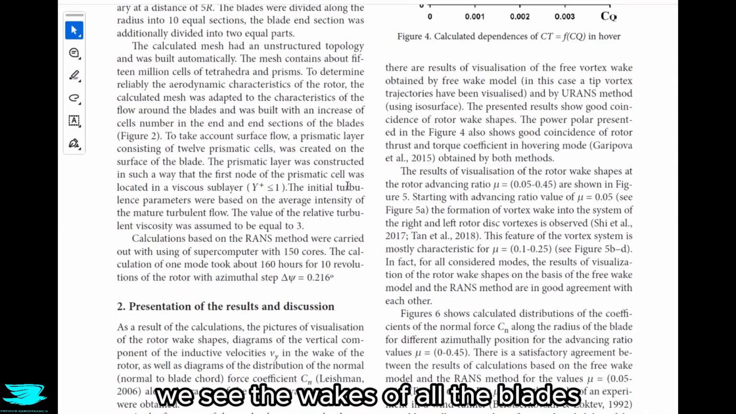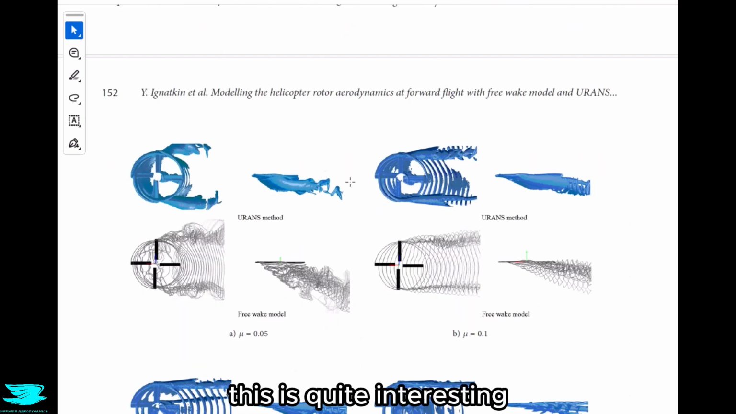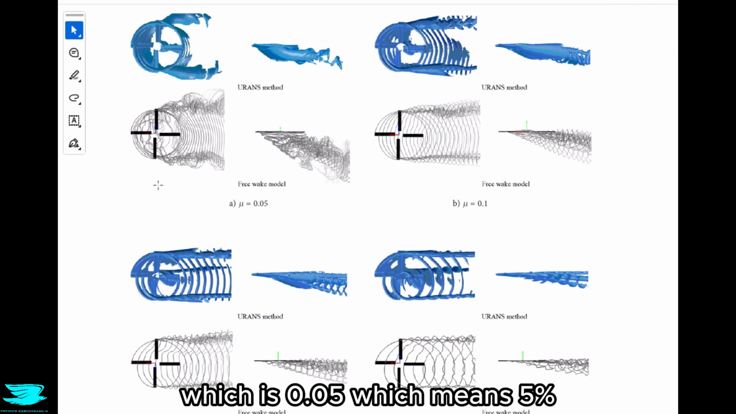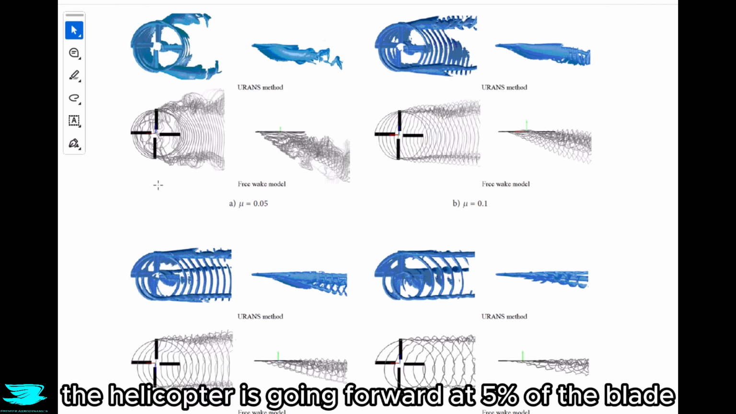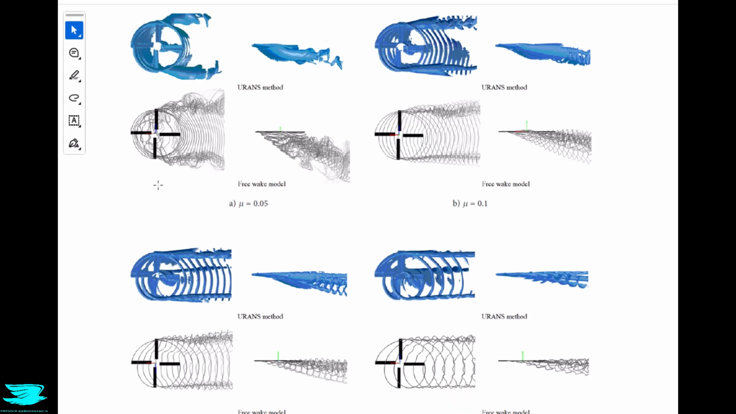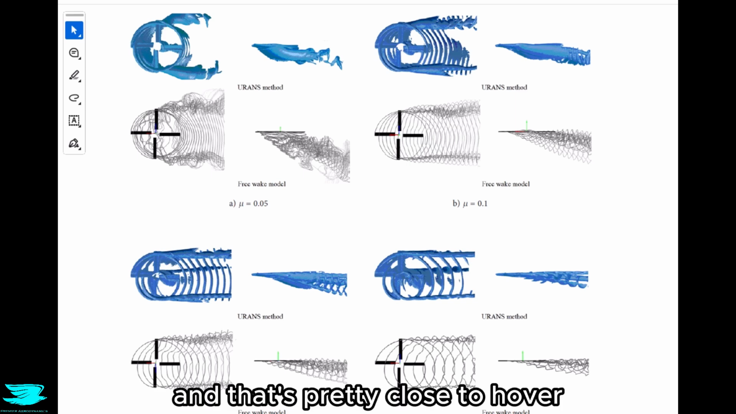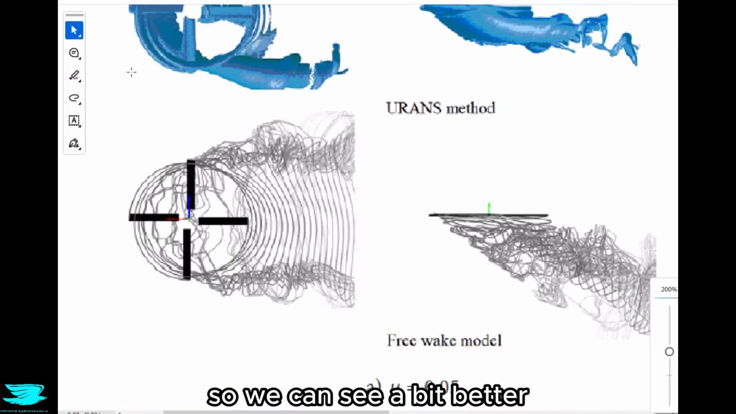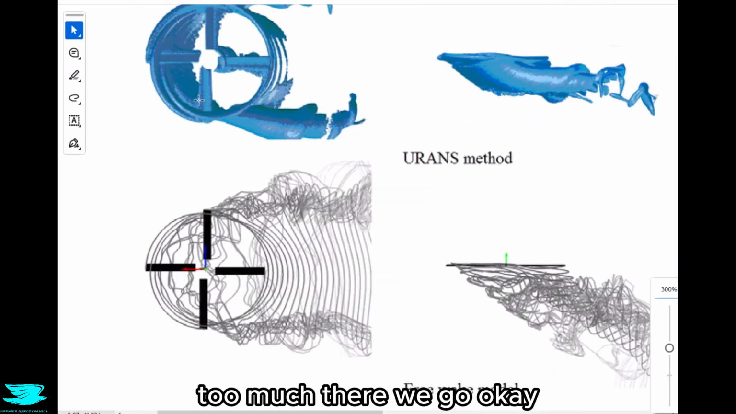Now in figure 5, we see the wakes of the blades at different advance ratios. This is quite interesting. So in the top left, we see the lowest advance ratio, which is 0.05, which means 5%. The helicopter is going forward at 5% of the blade rotational speed. And that's pretty close to hover. Now the blue wake, I'll zoom in a little bit here so we can see a bit better. Too much, there we go.